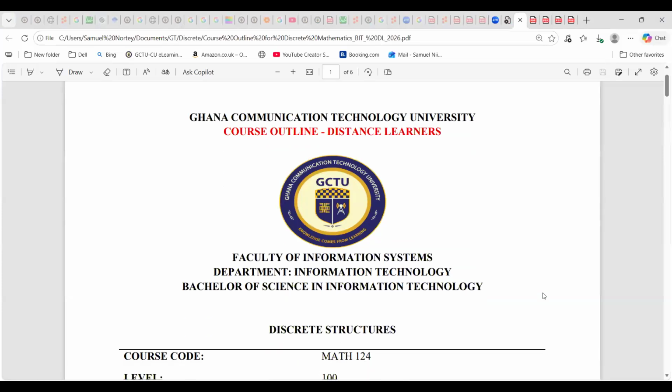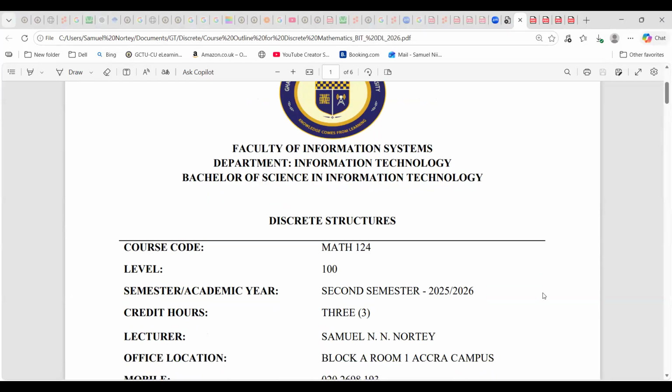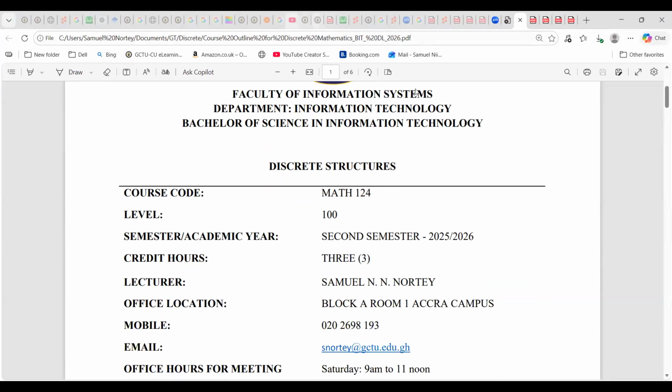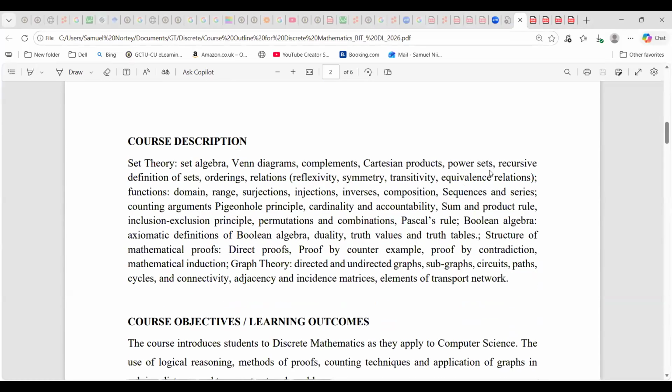Okay, so this is discrete structures. It's a course taken in second semester for IT. Computer science calls it discrete mathematics, but the contents are very similar. The first part has my details, all the information about the course and about me and my office. It's in the first page. Then on the second page, we have the description.